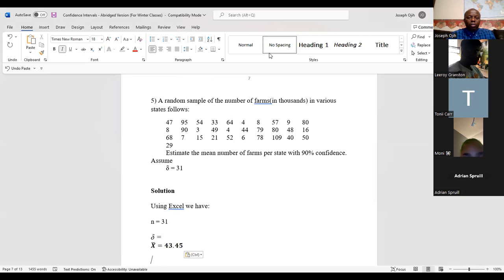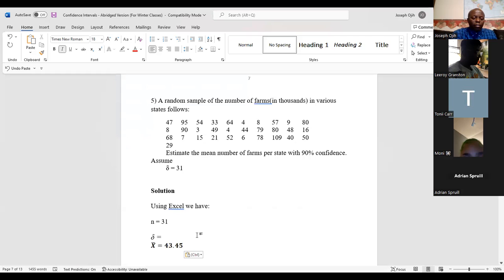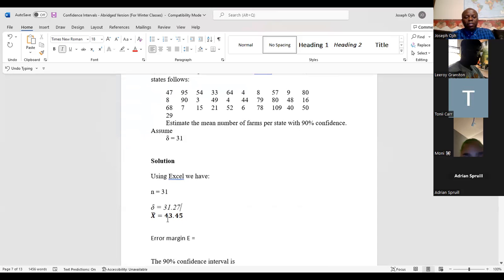And the standard deviation is here. If you look at our output, you can see the standard deviation right here, 31.27. Actually, you don't even need this. Since you're using Excel, all you need is the mean.